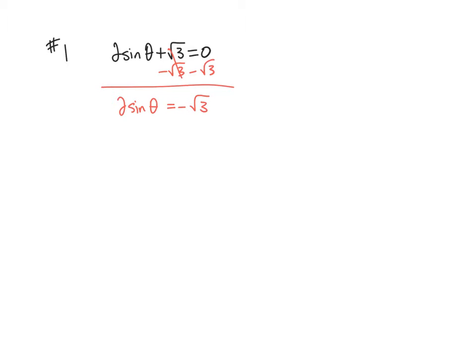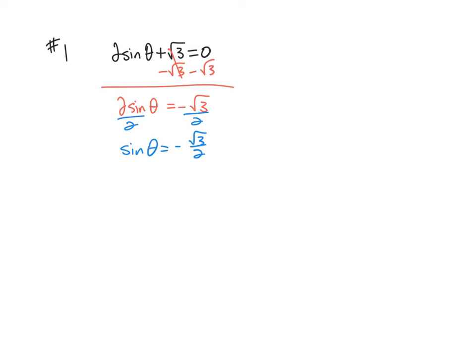So the first one I'll do here is 2 sine theta plus the square root of 3 equals 0. So what we want to do here is get the sine theta by itself. So we can subtract the square root of 3 on both sides, and we'll have 2 sine theta equals negative square root of 3. And then we can divide both sides by 2. And so we'll have sine theta equals negative square root of 3 over 2.